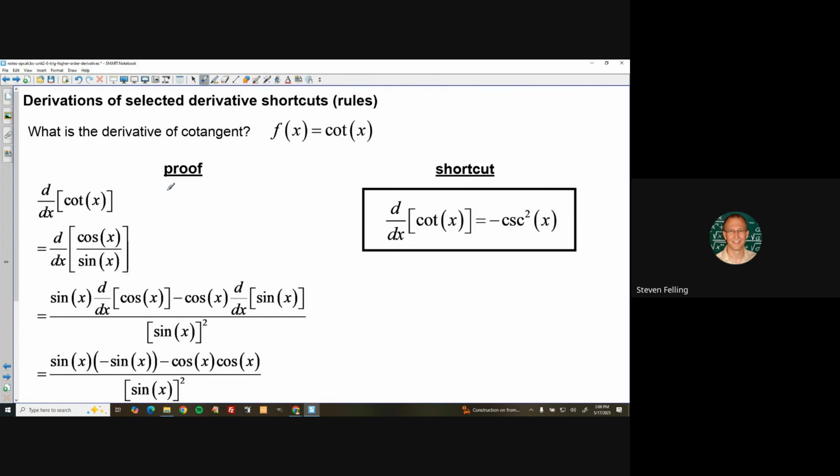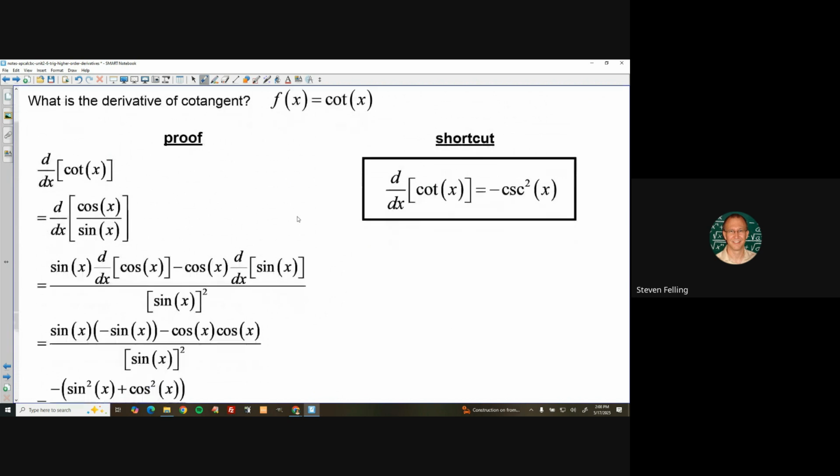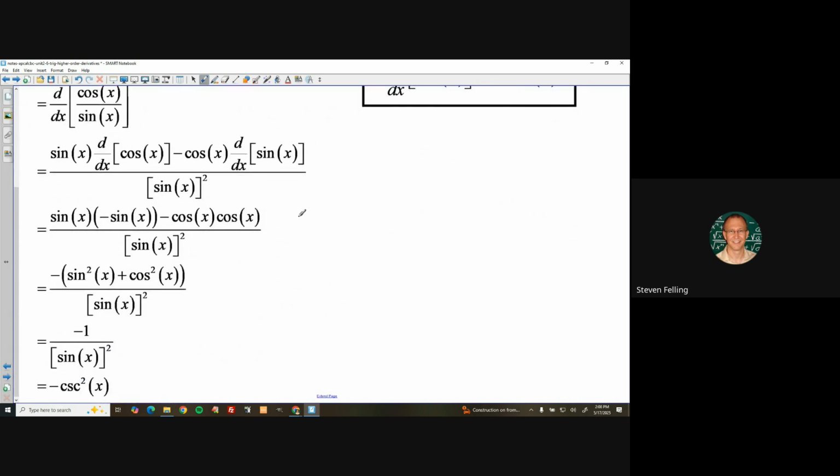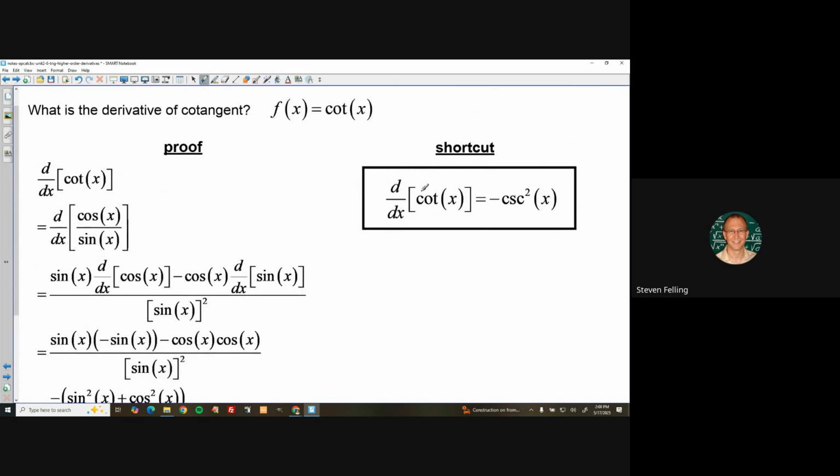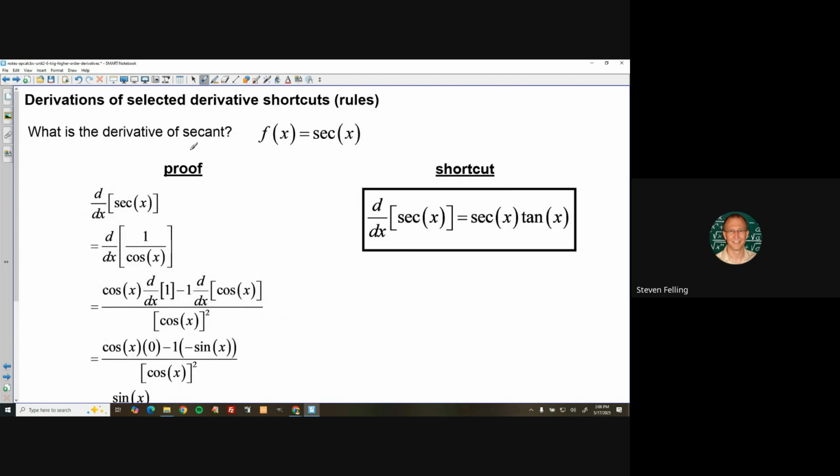The derivative of cotangent, similarly, I'll show you the proof here, first half, second half. The derivative of cotangent is negative cosecant squared. And it turns out that the derivative of secant, here's the proof of that.